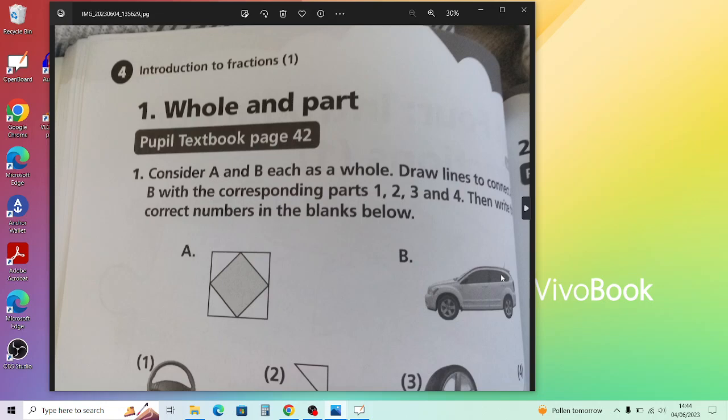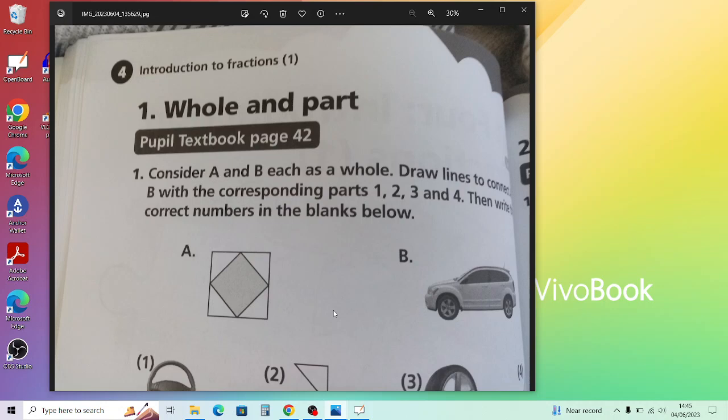So A consists of more than 2 parts, but number 2 and number 4 can be parts of A and are parts of A, whereas with B, the steering wheel 1 and the tire would be parts of B. Okay, so again, showing you the difference between a whole and a part.